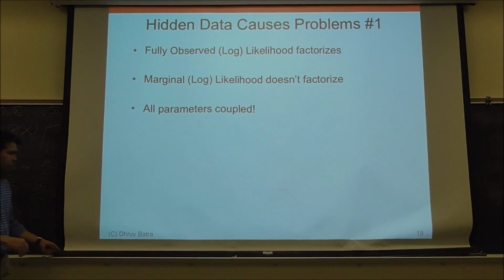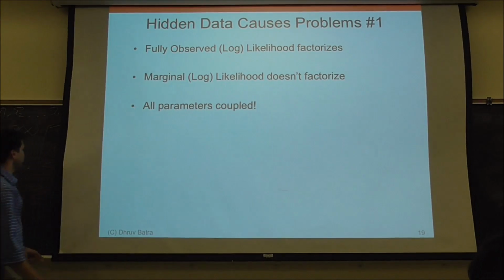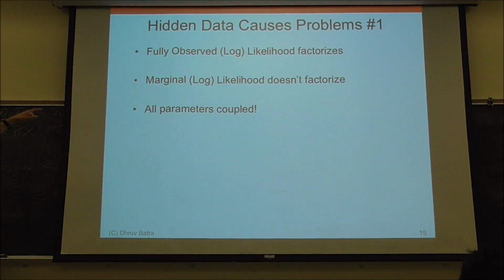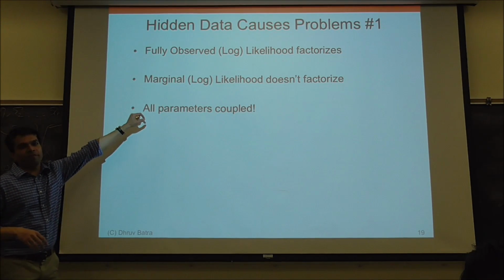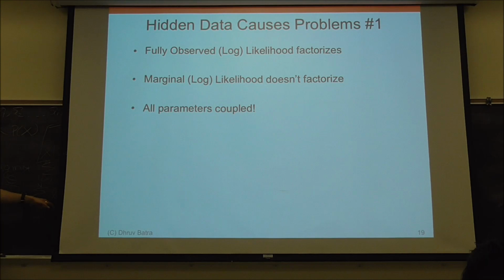Okay, this is what we were talking about last time. The first thing that we said was that the fully observed log likelihood factorizes, but the marginal log likelihood doesn't factorize. That's because there was a sum sitting inside the log, and what that does is couple all the parameters of all Gaussians together. It means you can no longer nicely parallelize or solve things completely in isolation. You have to really solve the joint problem.